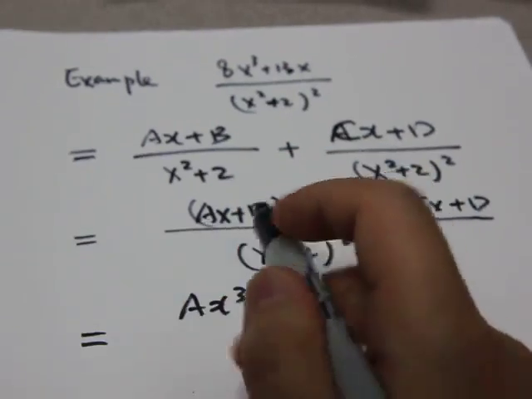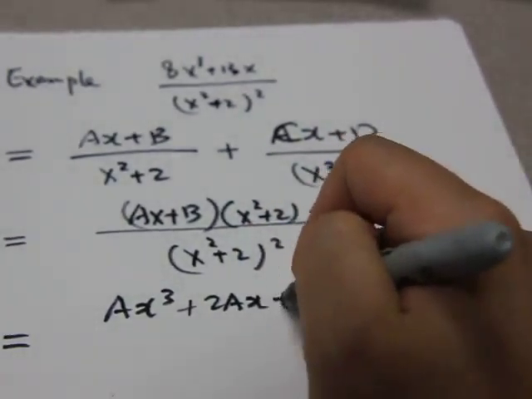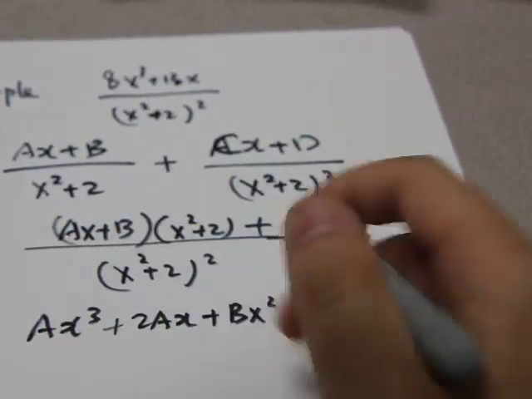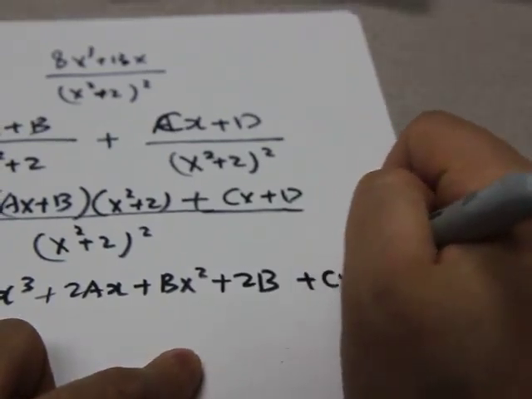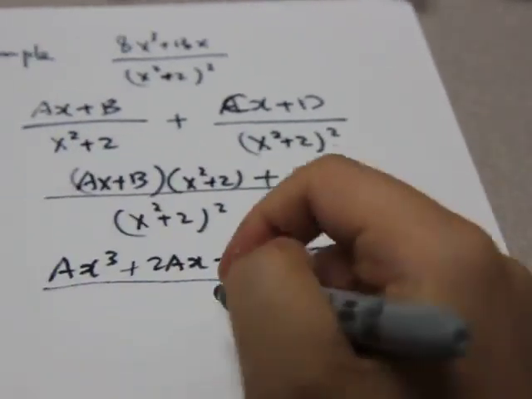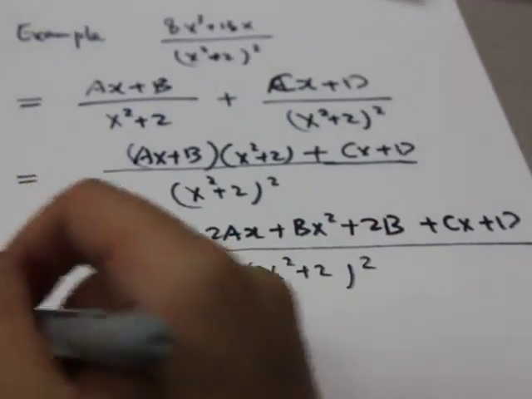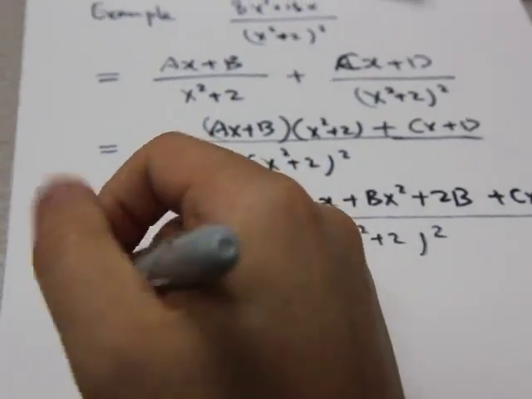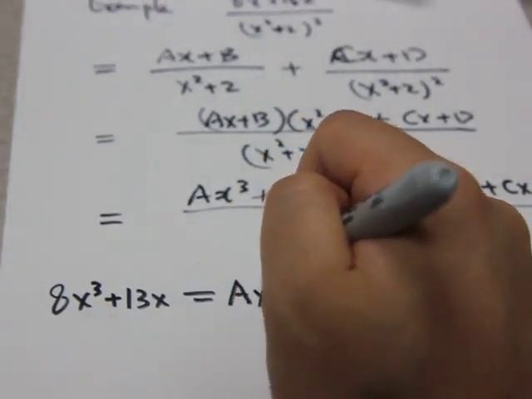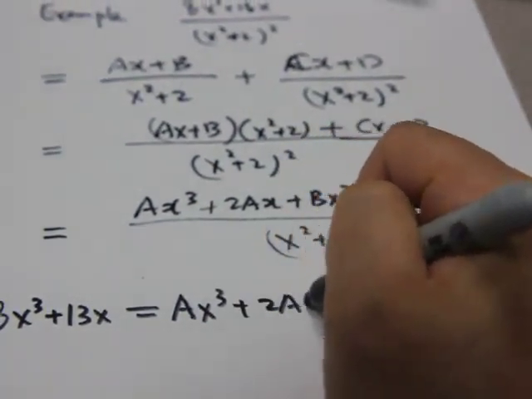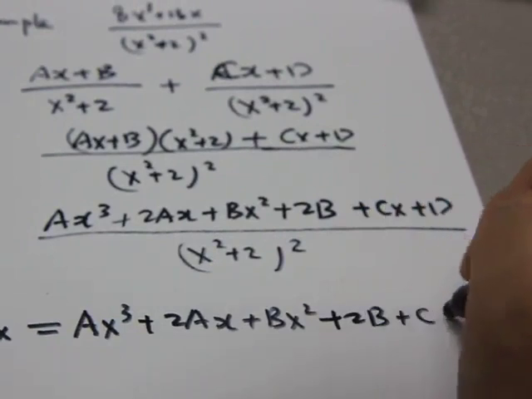So ax times x squared, and ax times 2, and plus bx squared, and plus 2b, plus cx plus d. So 8x cubed plus 13x equals ax cubed plus 2ax plus bx squared plus 2b plus cx plus d.